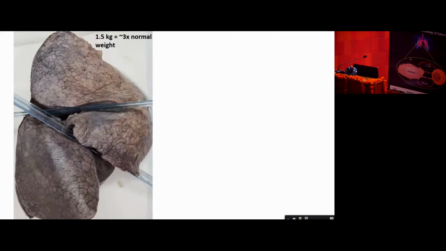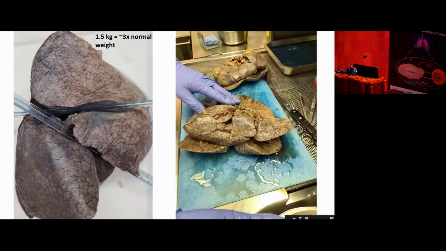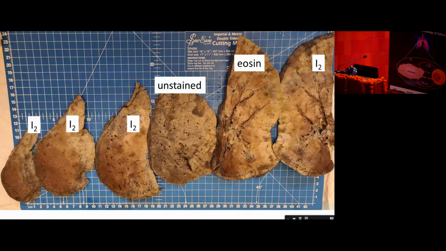It's a right lung, 3 lobes, 1.5 kilograms, about 3 times the normal weight of a lung, a COVID-19 lung from post-mortem tissue. This is just how it looks in the anatomical pathology laboratory. And we slice these lungs into 6 different slices. And this is how it looked when we used different contrast agents in an attempt to study each one of these slices in great detail.